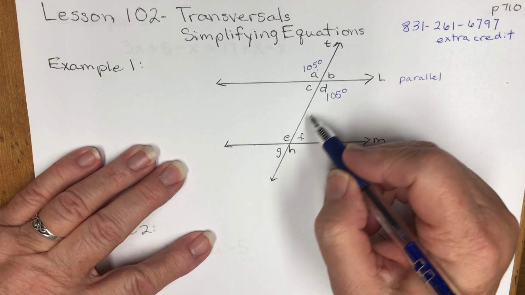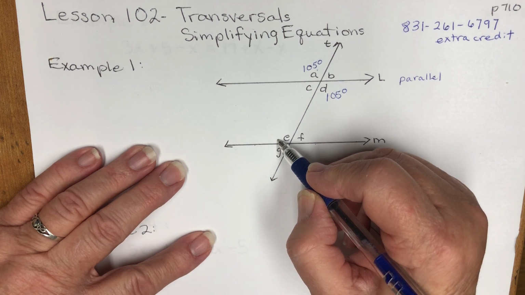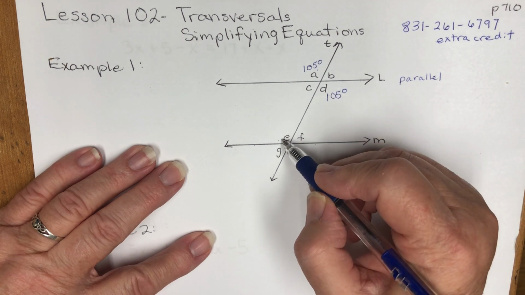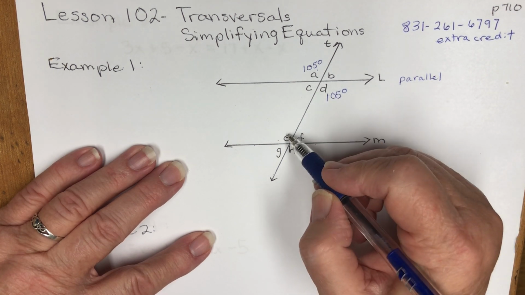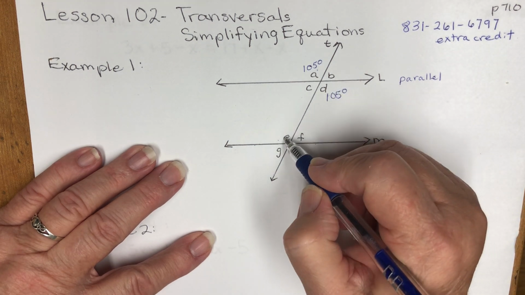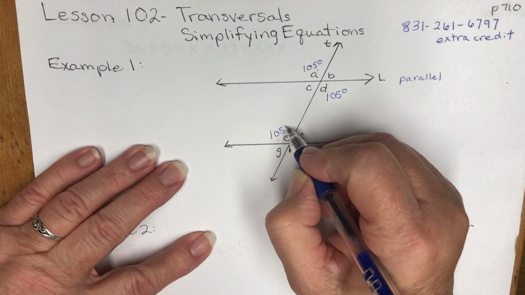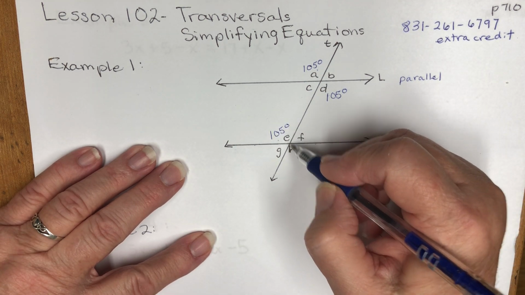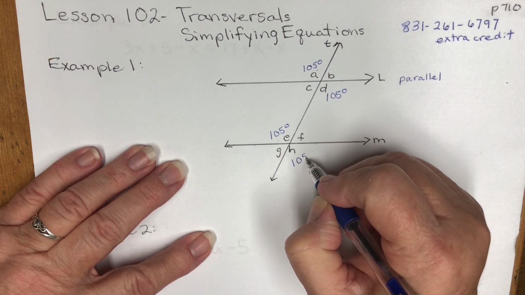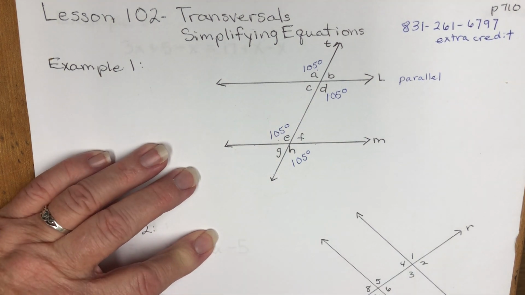And then looking at D and E, they are also the same due to alternate interior angles. Alternate means they're on opposite sides of the transversal. Interior means they're inside the parallel lines. So alternate interior angles are the same. So this is 105 degrees. Now we have another vertical angle situation. This one's going to be 105 degrees. Well, we've just identified the measurement of 3 additional angles.